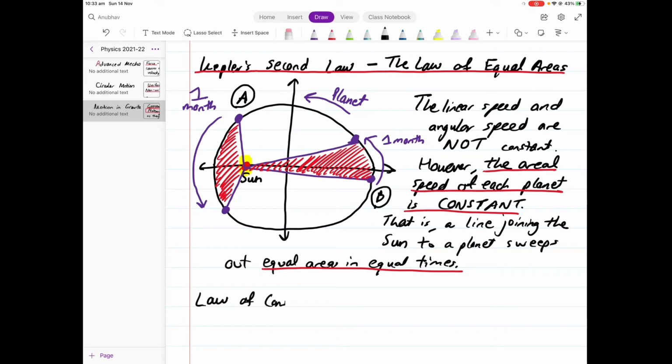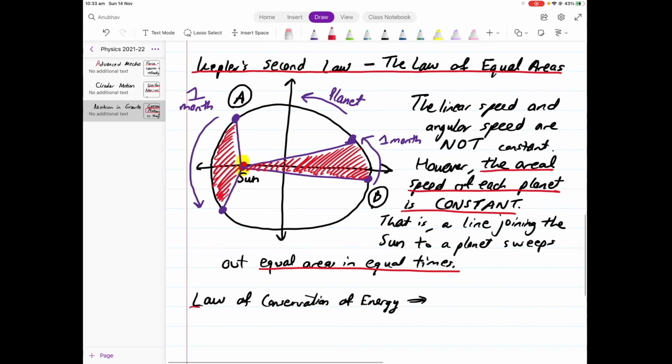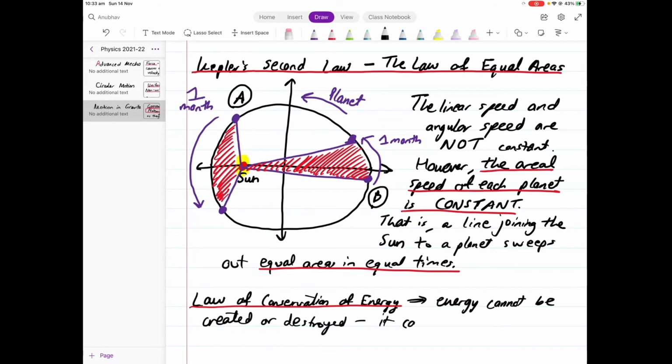Do you want me to repeat anything? Yep, I get that. You get that or not? Oh yeah, I'm good. Okay, so what is the law of conservation of energy? Might have done this in year 11. Anyone? Isn't it that energy can't be destroyed or created? Yep, good. Energy cannot be created or destroyed. What is the second part of it? It can only be like transformed. Yep, it can only be transformed.